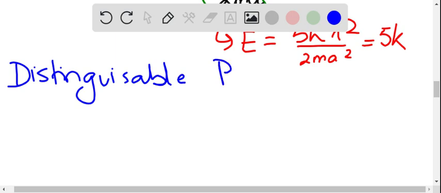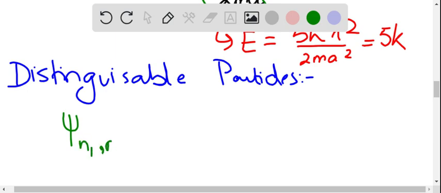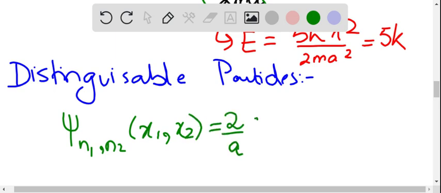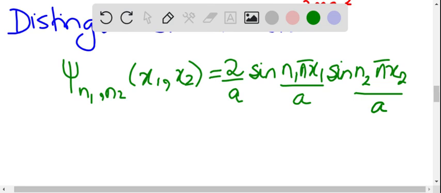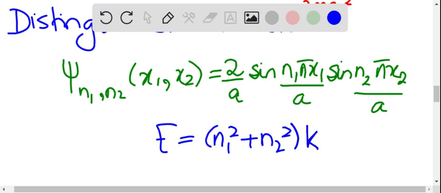The first case is distinguishable particles. For distinguishable particles, we write the total wave function as a product: ψ_{n1n2}(x1, x2) = (2/a) sin(n1πx1/a) sin(n2πx2/a). Now we have that E = (n1² + n2²)K.